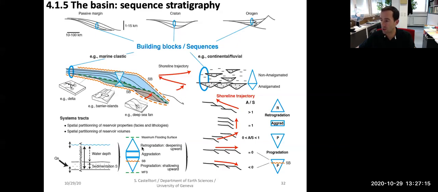A retrogradation is when you observe deeper and deeper environments in your succession. Let's say you go from continental to deltaic to shelf and to turbidite. You have a superposition of these types of environment. This is a deepening upward succession, and we can say it's a retrogradational succession, a retrogradational pattern. If instead you observe shelf sediment, marine, and then deltaic, and then you see fluvial channels coming on top, then you have a progradation. You have a shallowing upward succession.